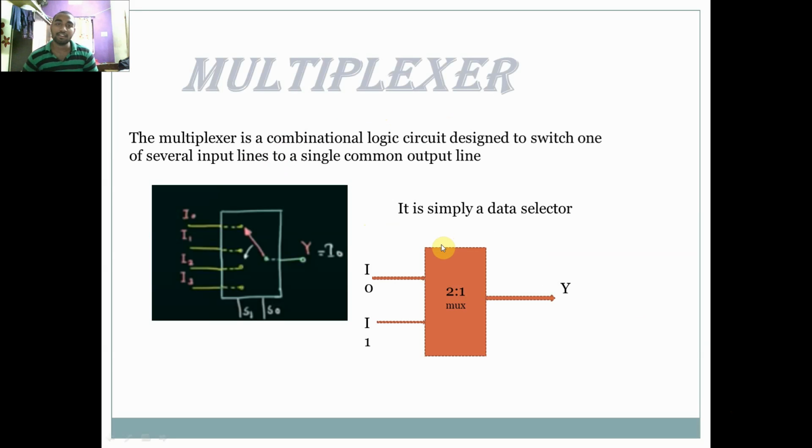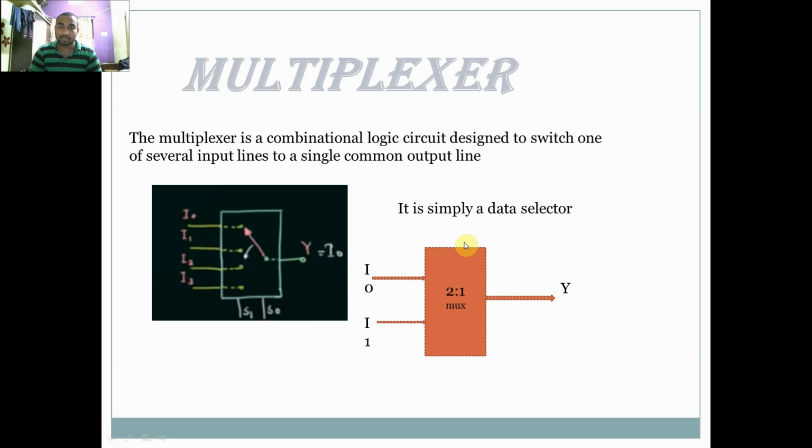A multiplexer is a combinational logic circuit designed to switch one of the several input lines to a single common output line, and it is also known as a data selector. We can see this diagram here. In this we have four inputs and one output. There is a switch, a line which switches according to S1 and S0. So S1 and S0 determine the output.